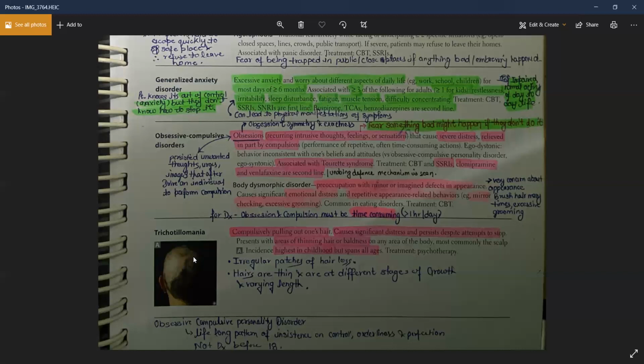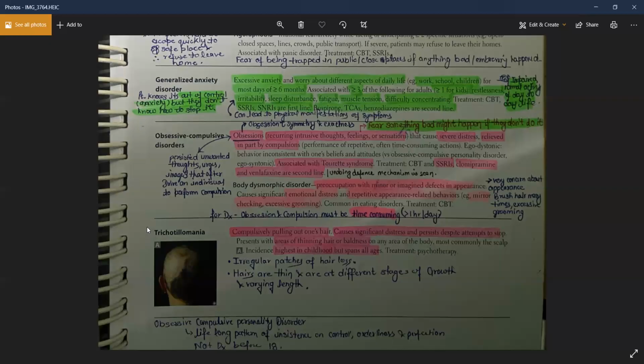So in order to differentiate from other causes of alopecia, you must look for the hair growth of the patient. If all the hairs are in different stages of development, some hairs are thin, some hairs are thick, some hairs are long, some hairs are short. So if all the hairs are in different stages, you will diagnose trichotillomania. If all the hairs are in the same stage, if they have the same size, same thickness, then this hair loss is because of a fungal infection.